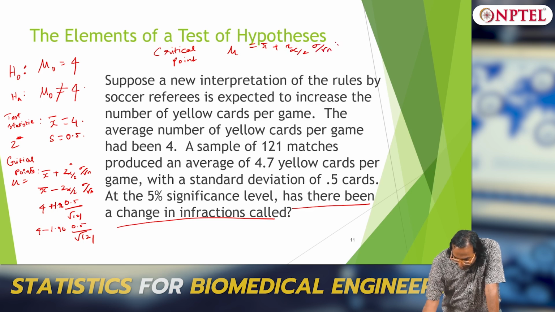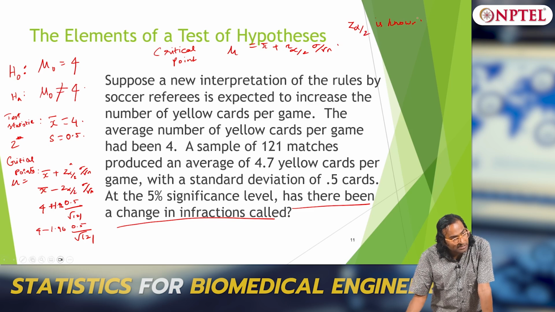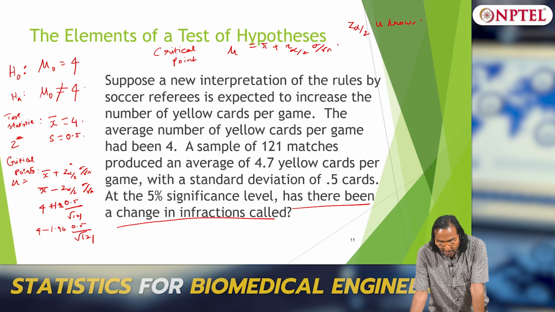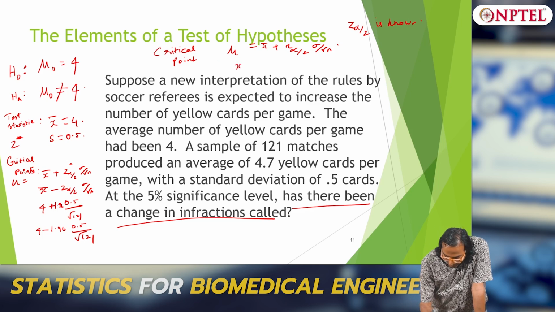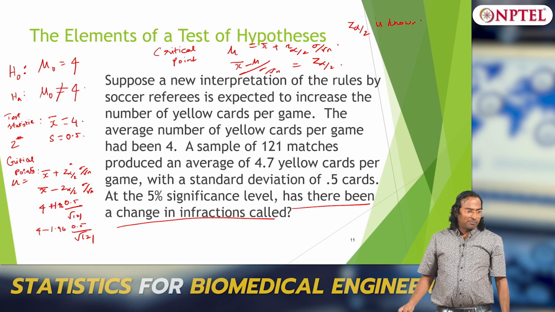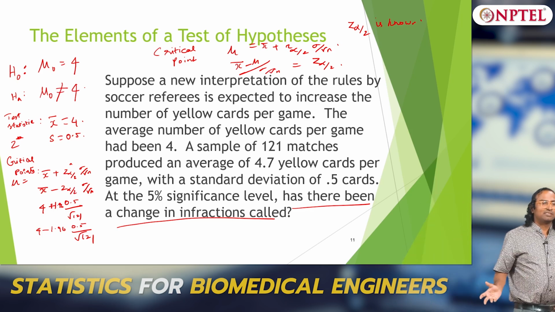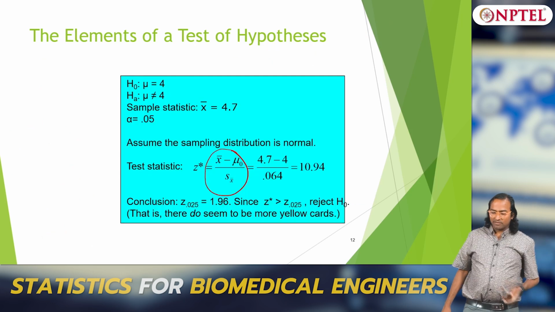Now I know Z alpha by 2 is known, because it is 95% confidence. Then what do we do? X bar minus mu by sigma over root n should be less than or equal to Z alpha by 2 for acceptance, and should be greater than or equal to Z alpha by 2 for rejection. Okay, very simple. So that is what we do here.